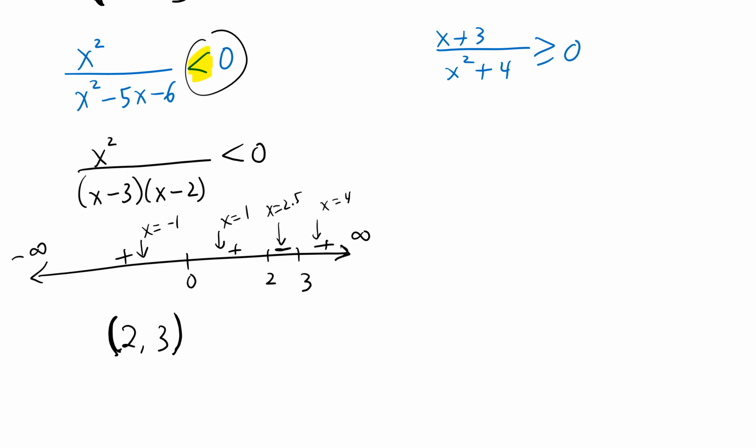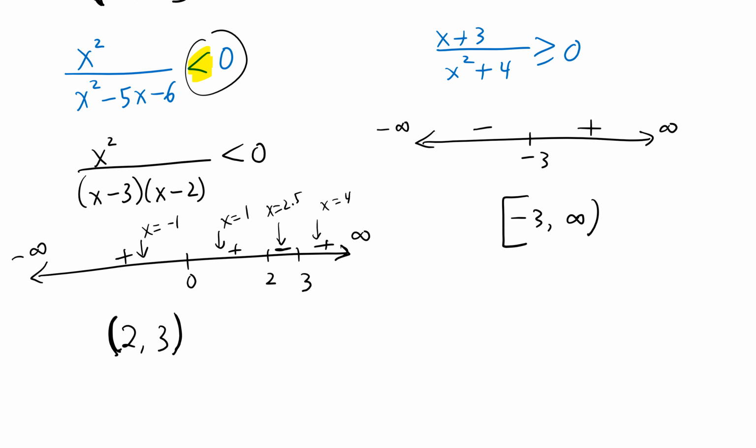How about the next one? Well, for the next one, we cannot factor x squared plus 4. So what are we going to do in this case? Then we just disregard that and focus on the one on the top, which is x plus 3, so -3. If you pick a number here, that would be positive. If you pick a number here, that would be negative. So when is it positive? From -3 to infinity. Parenthesis and bracket.